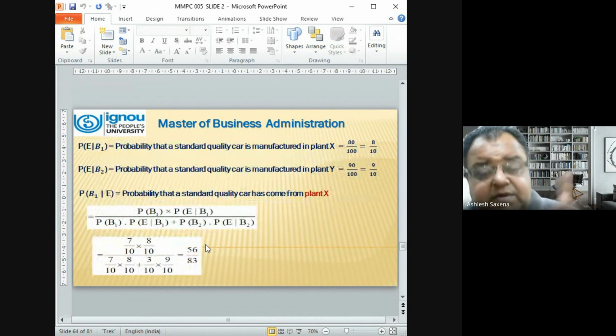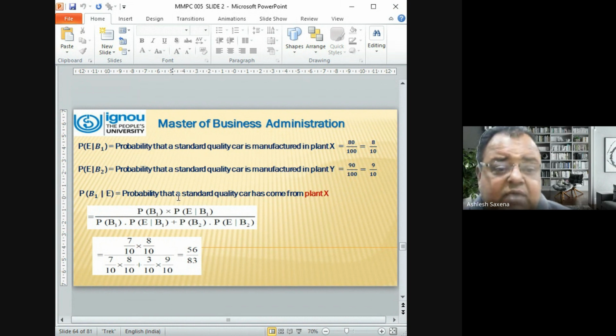It is given in the problem that the probability of a standard quality car given it has been manufactured by plant X is 80 by 100, so I will change it to 80 by 10. The probability of a standard quality car from plant Y, that is P(E/B2), is 90 by 100, which is equal to 90 by 10. Now, the question is, the car is selected, it is of standard quality and it is from plant X. How will I write it? This is the way to write.